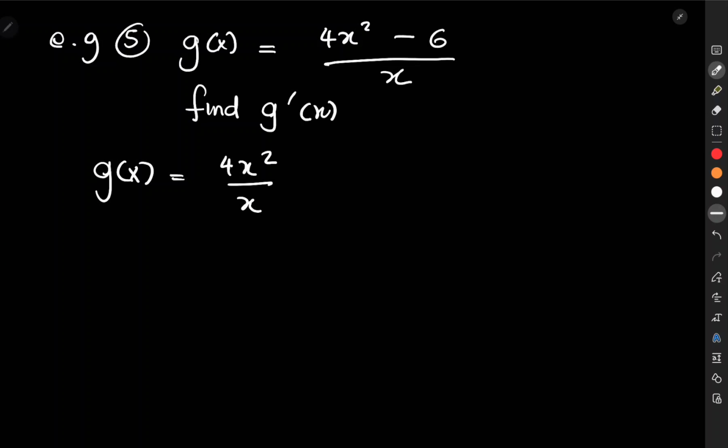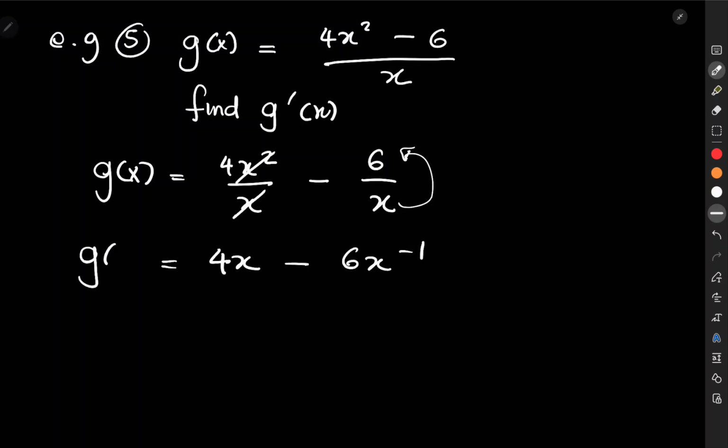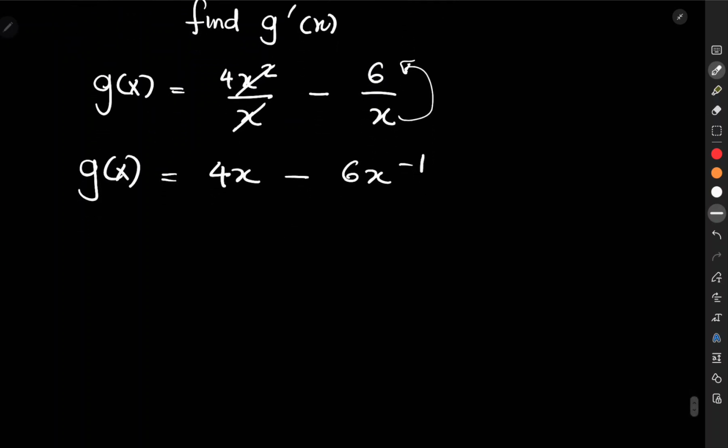So it's by saying 4x squared over x minus 6 over x, and then simplifying each individual term. Remember, we haven't derived yet. So simplifying each individual term, these two obviously will cancel, and then we have 4x remaining. And then here, what we will do is take this x to the numerator. So now we have 6x to the power of negative 1.